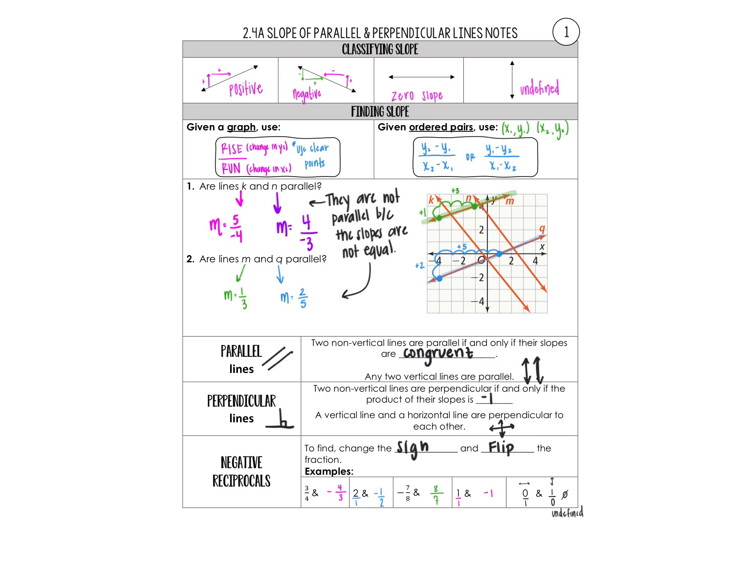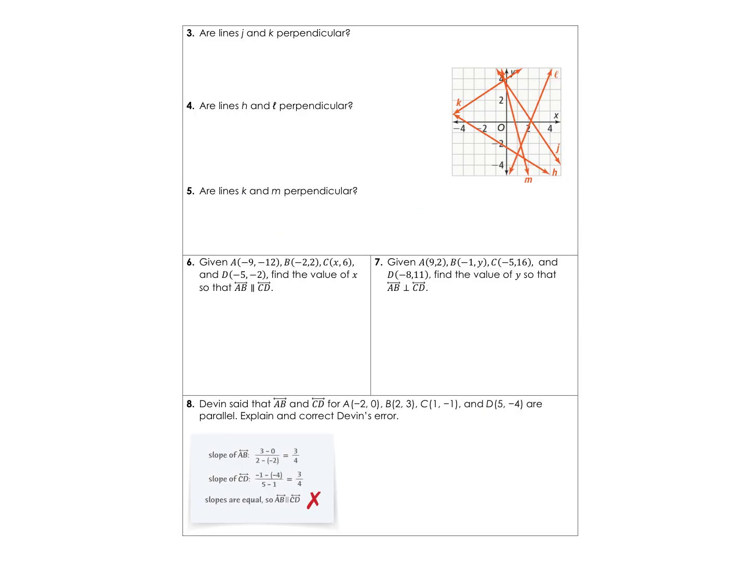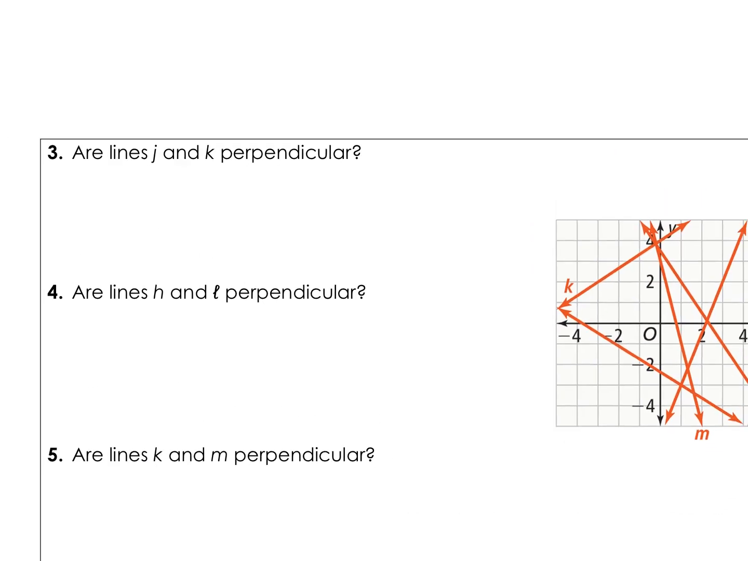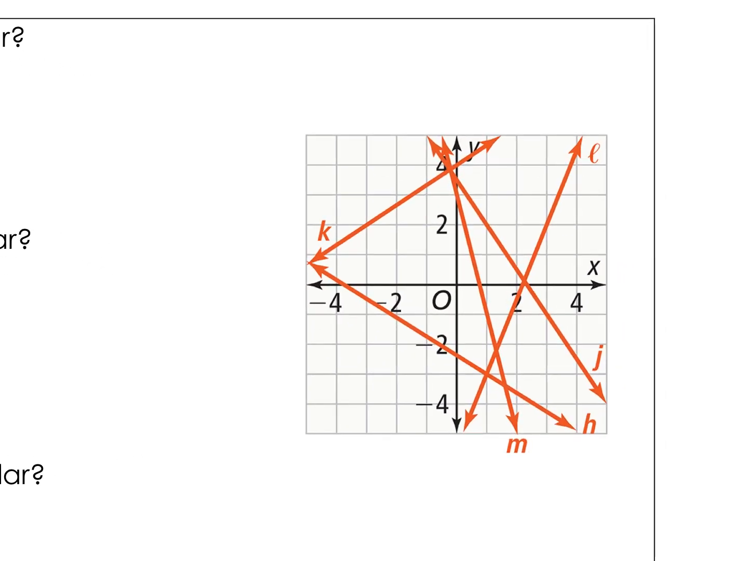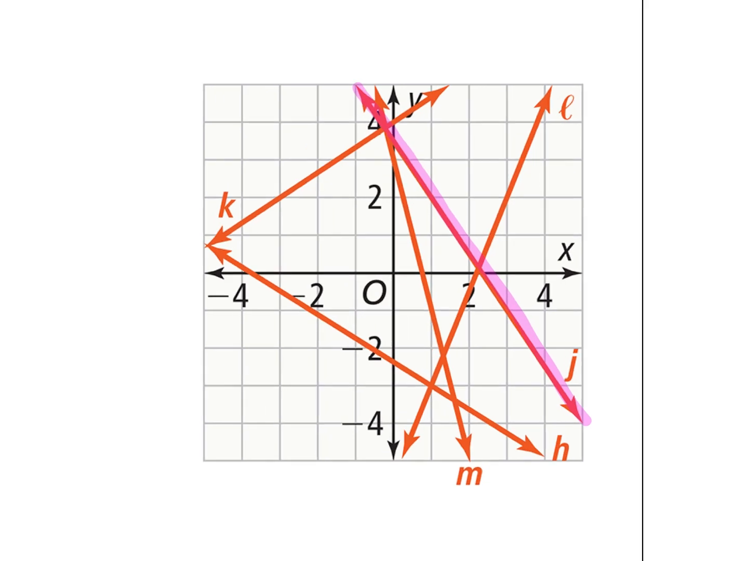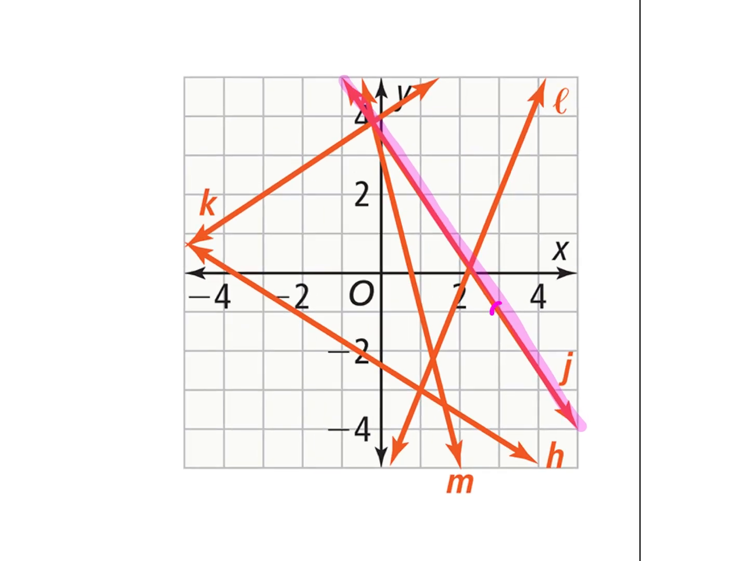Flip it on over to the back and we'll keep chatting about perpendicular lines. We're going to check and see if J and K are perpendicular to each other. To determine if they're perpendicular, we have to find their slopes. So J is right here. Again, if you're finding the slope from a graph, you need to find 2 points that go through the corners of squares. So here's a point, here's a point.